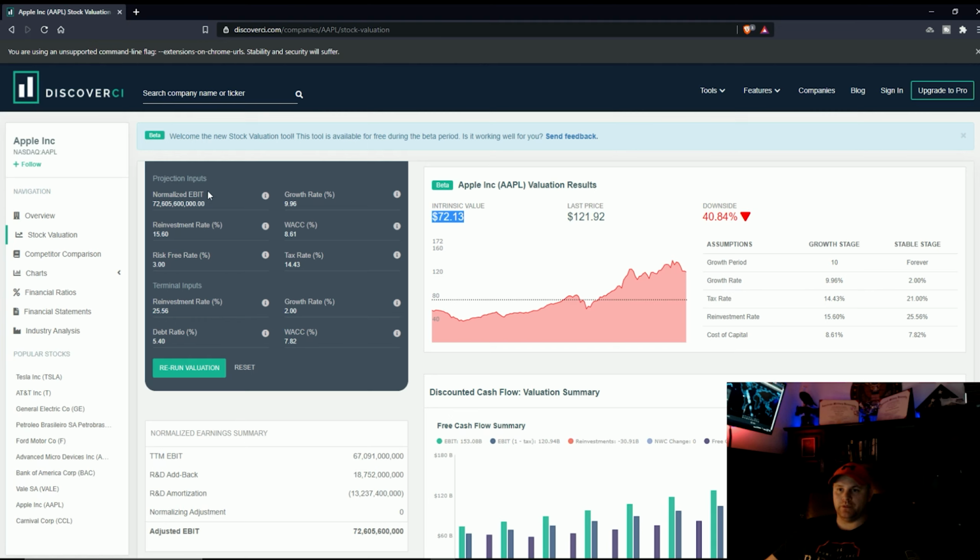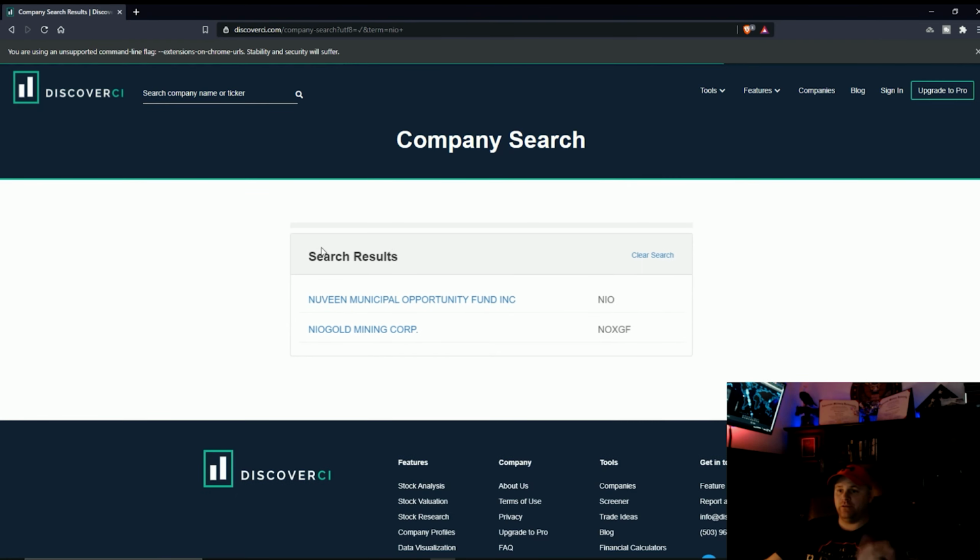So we have normalized EBIT, or earnings before interest and taxes. Reinvestment rate, that means Apple, if it reinvests, obviously. So you can kind of play with these, but I like to keep it simple and just go off of this. So the long term for Apple, I would kind of be hesitant. But if you're day trading it, then obviously you guys know that you can still pick up profits on the short term. But back to NIO, unfortunately, NIO doesn't show up right now. Like I said, it is relatively new, and that's why.